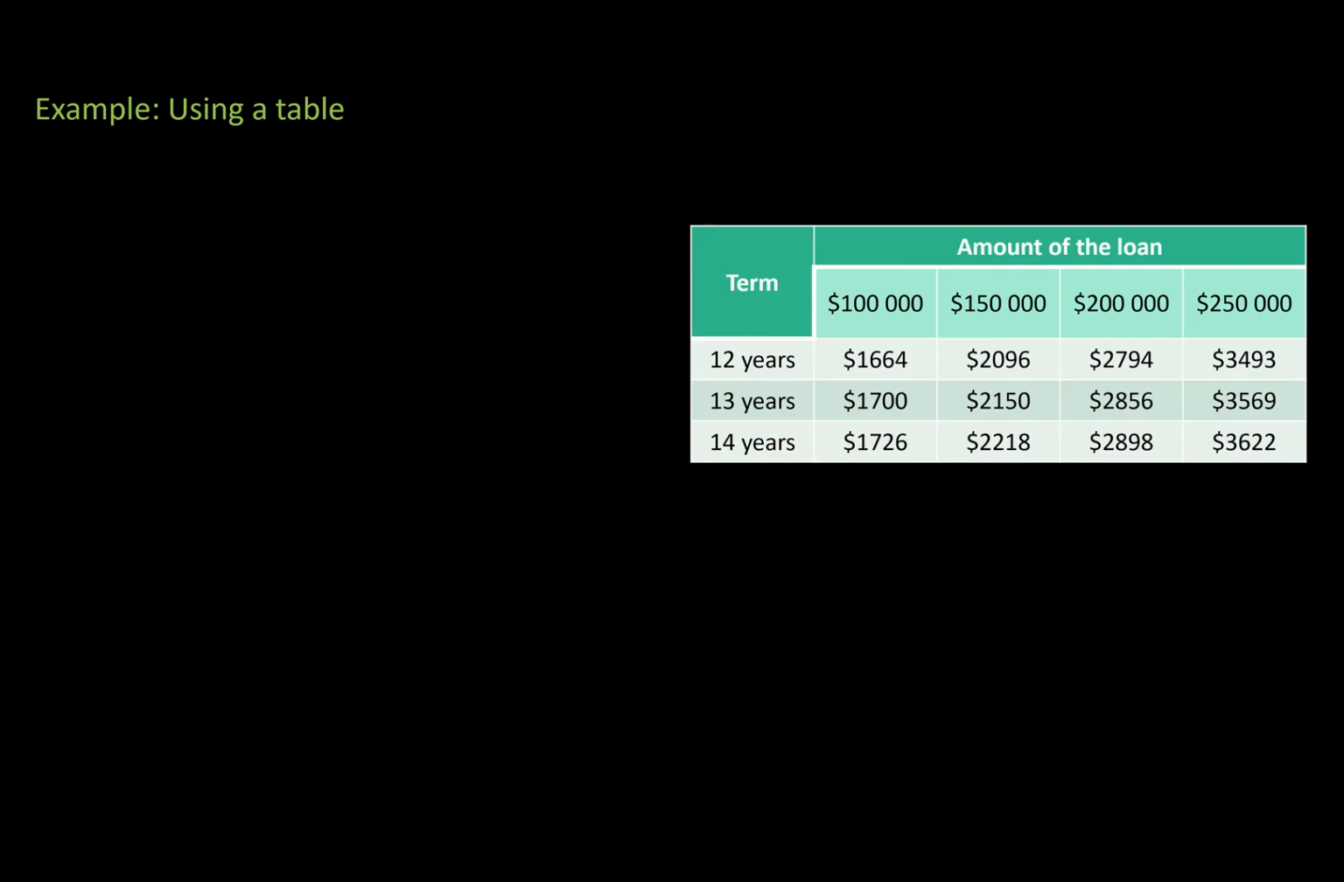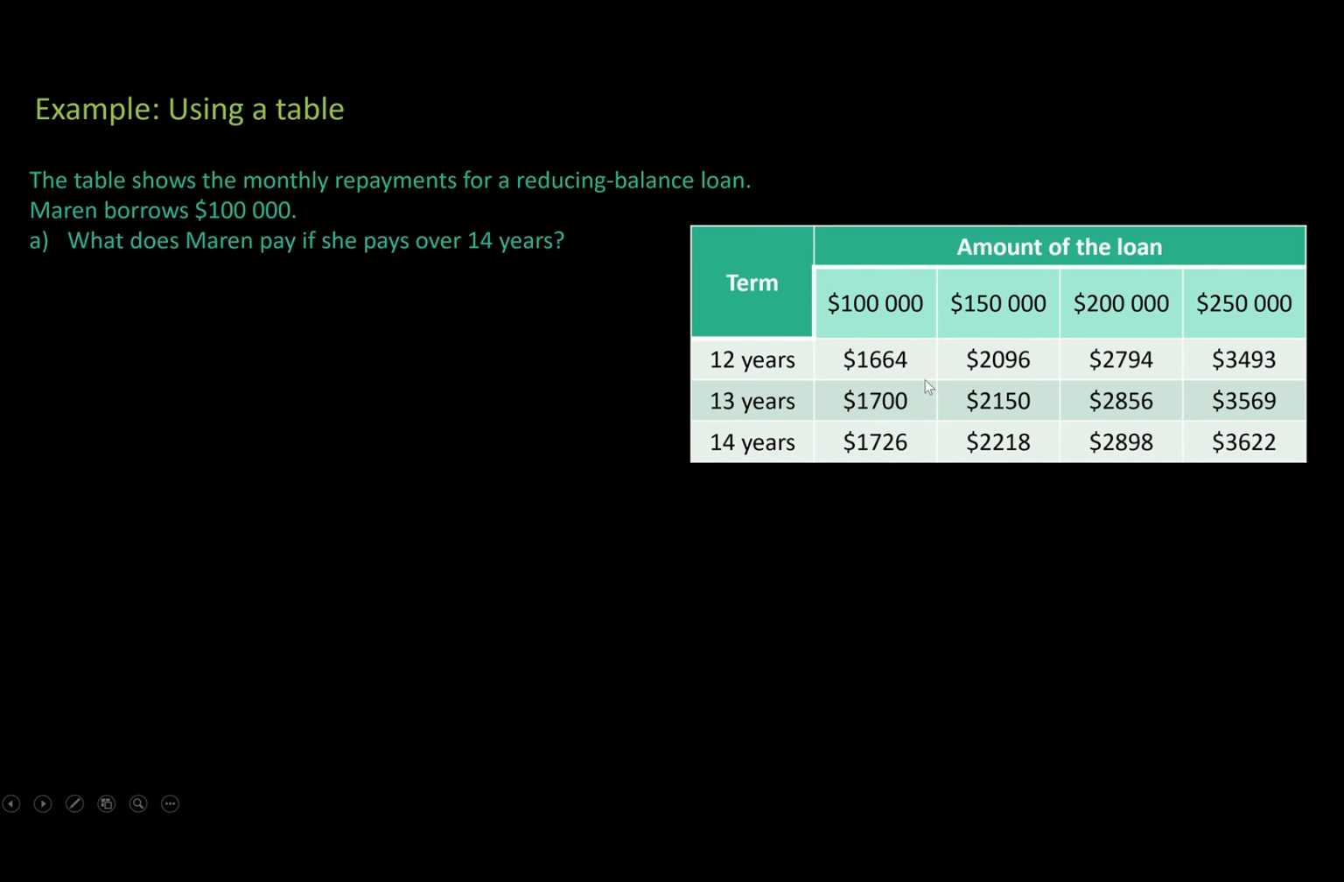Okay, here's another kind of table that you'll come across. The table shows the monthly repayments for a reducing balance loan. Maren borrows $100,000. So instead, this one actually gives you the monthly repayment for the whole thing. So this is just a set interest rate, but it's looking at different amounts and different periods of time. So what does Maren pay if she pays over 14 years?